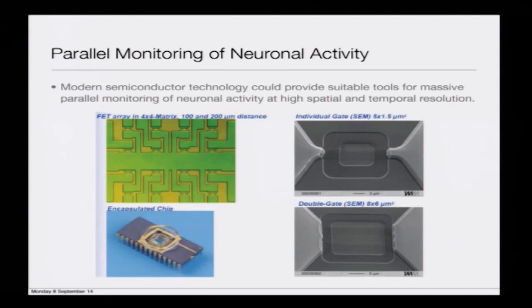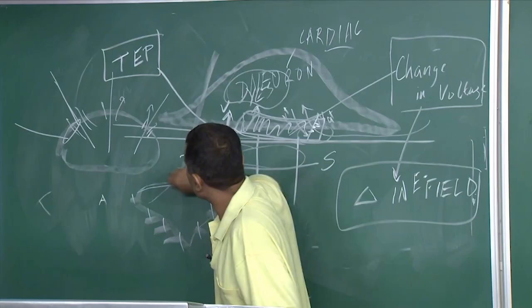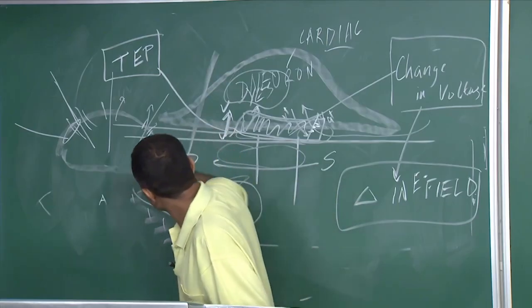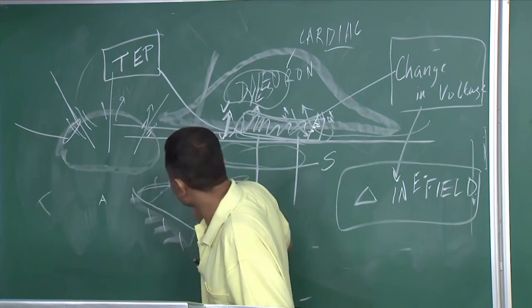So this is where we are. The modern semiconductor technology could provide a suitable tool for massive parallel monitoring of neuronal activity at high spatial and temporal resolution. Why is it high temporal and spatial resolution? Because you could get recordings both spatially as well as temporally.